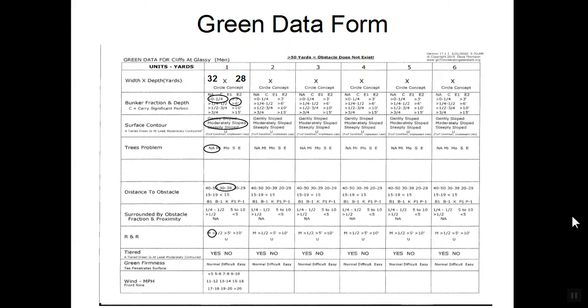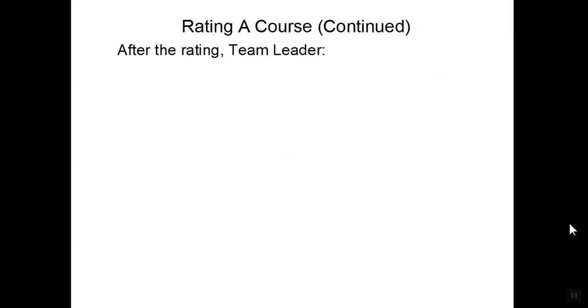And the R&R has got some mounds, and you're not sure whether it's greater than a half, so you have to kind of figure out what to do in a situation like that. Talk to the rater. Tiered? No, the green is not tiered.